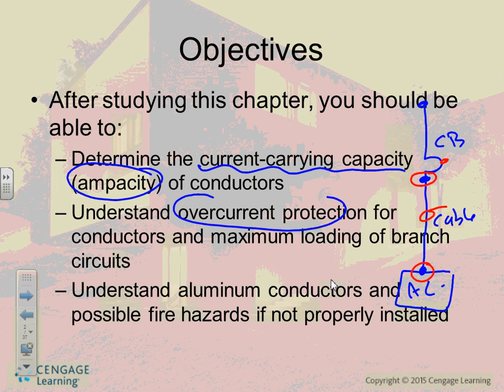So if that was 60, the cable was 90, and this one was 75. When you size, which column do you go to? The weakest link, 60.